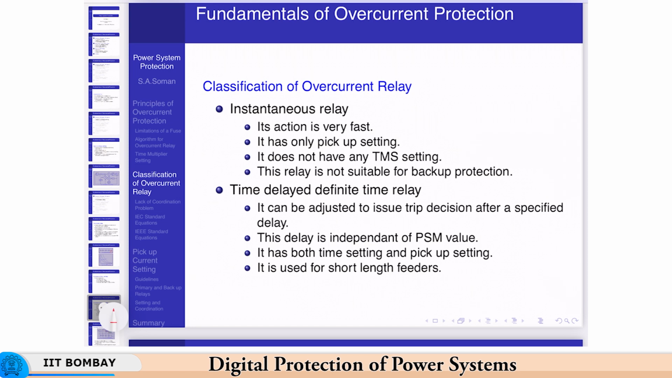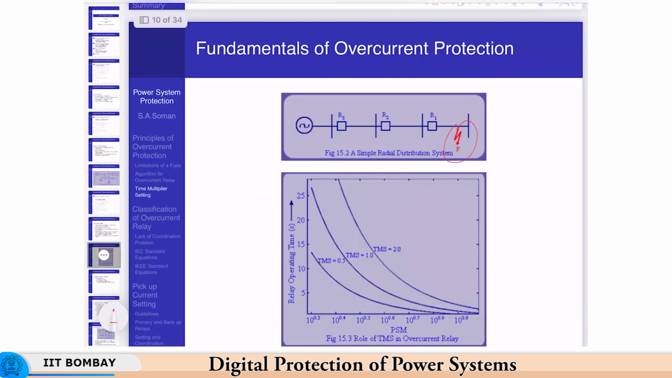The time delayed definite time relay is the second type. The characteristic is similar to that of an instantaneous relay, but here you can introduce a time delay. So, this can be used for short length feeders where the fault current does not vary much, and you need primary and backup protection. These types of relays can be used. Okay. So, this is the characteristic of an inverse time relay.